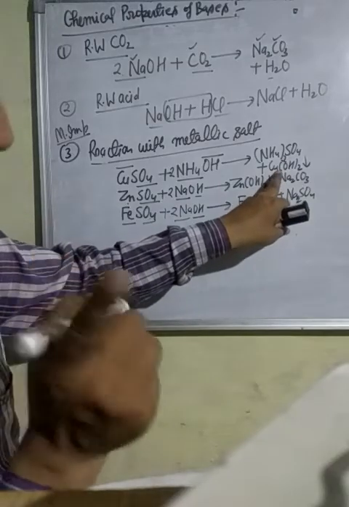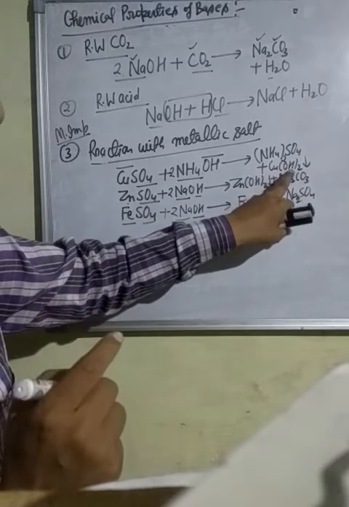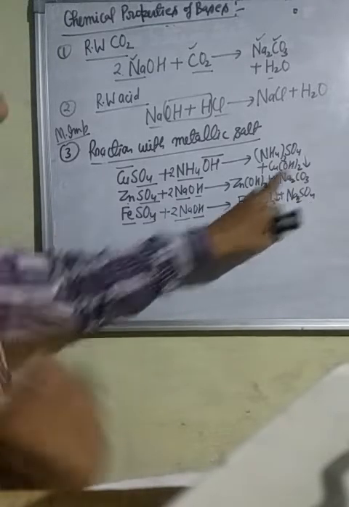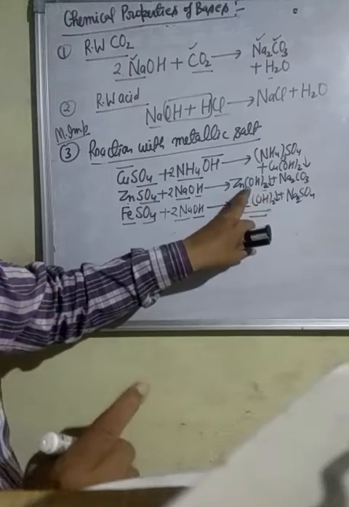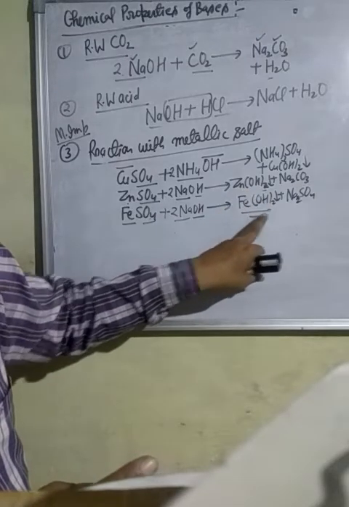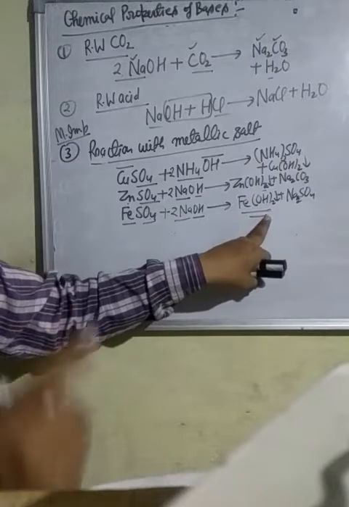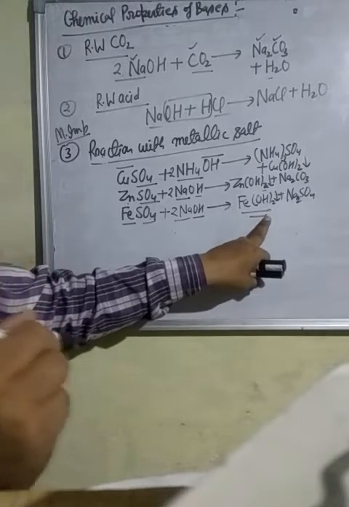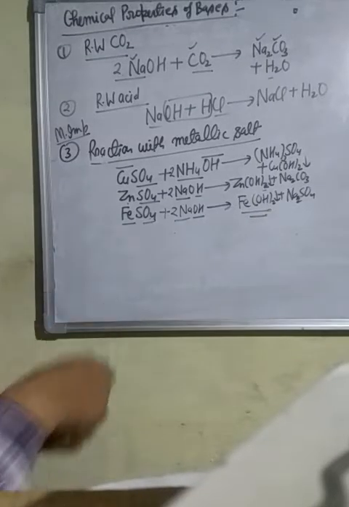First, you have to learn the color of copper hydroxide. I will ask you the color, so listen to me. Color of copper hydroxide is pale blue. Zinc hydroxide is gelatinous white, and iron hydroxide, ferrous hydroxide, is dirty green. Okay, students.